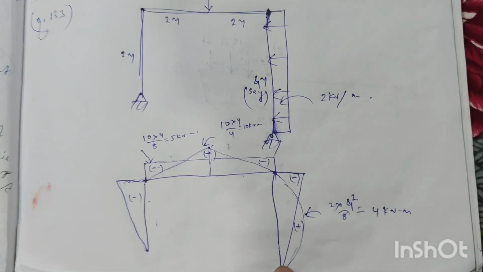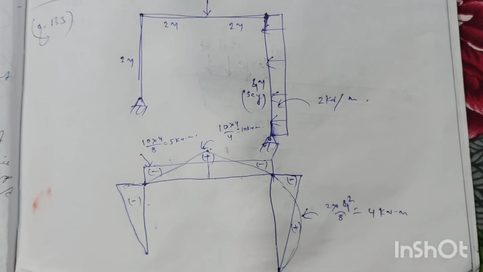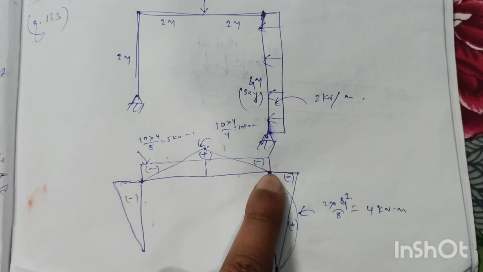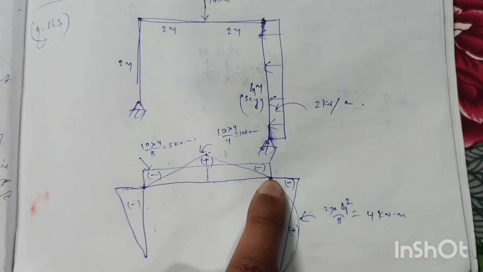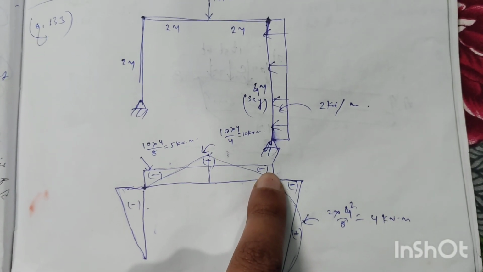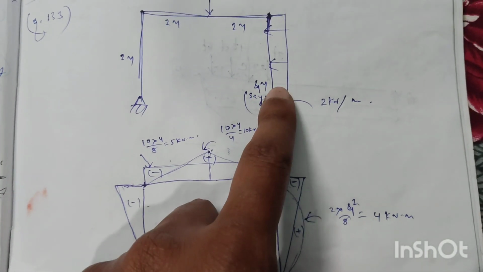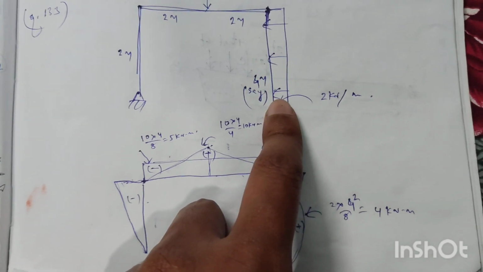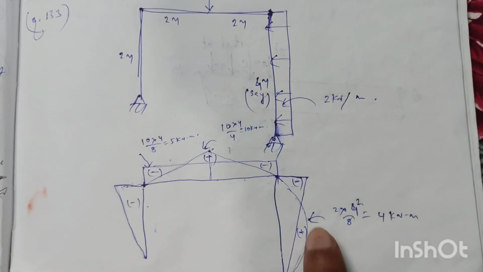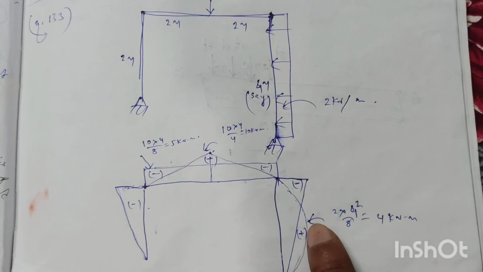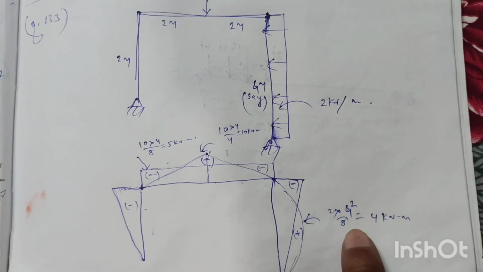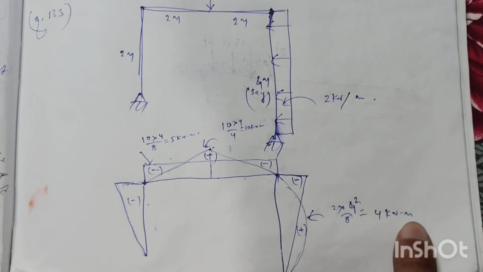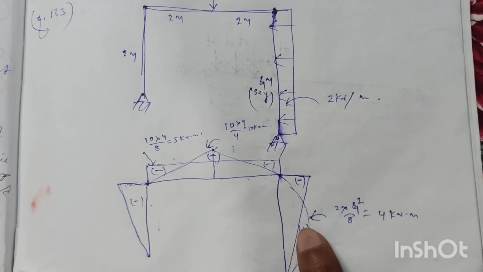As I said earlier, there will be some horizontal reaction at this end also. So at this point, due to the horizontal reaction, there will be some moment. This moment will be negative. Now due to this UDL load, there will be some free moment which will be maximum at the middle, and the value will be WL square by 8. If we calculate, the value will be 4 kilonewton meter. That is positive because this is the free moment diagram.